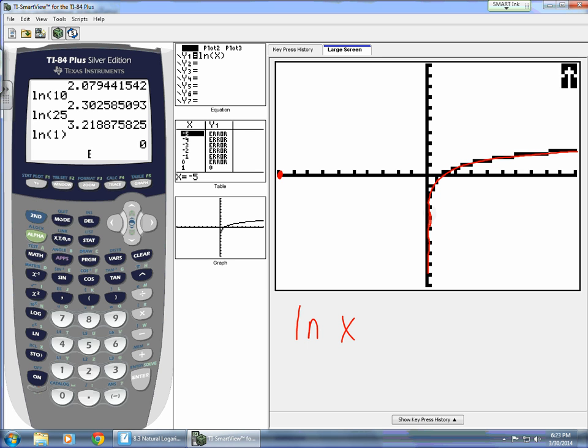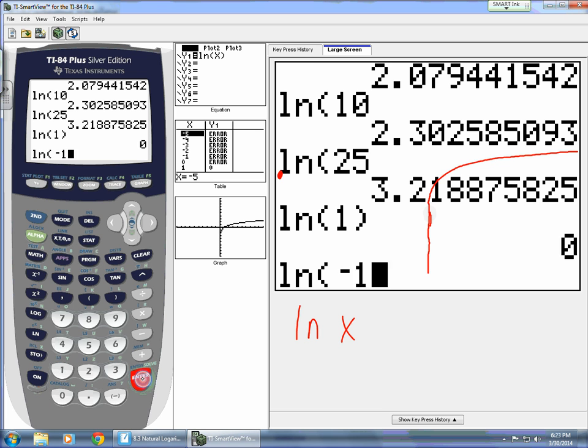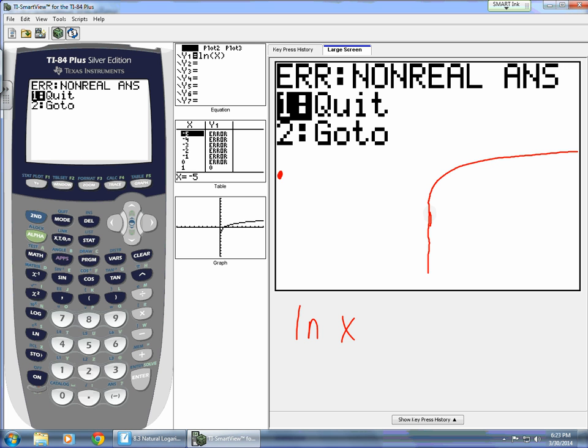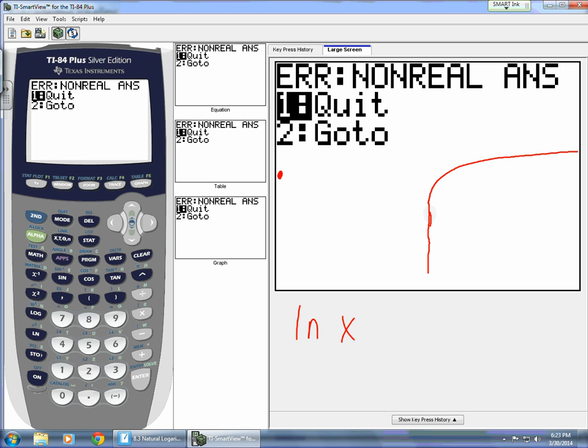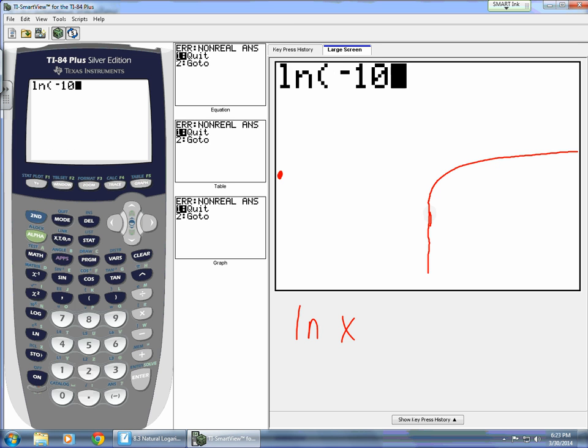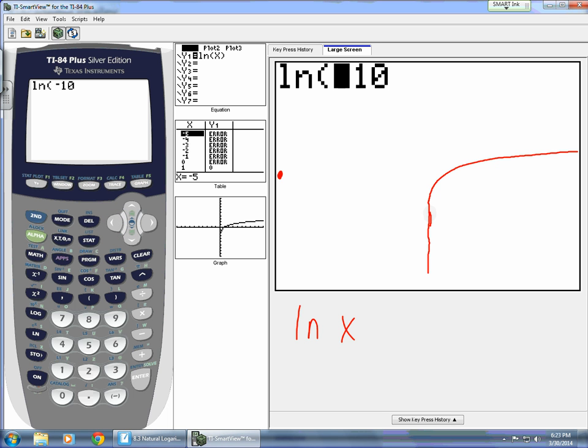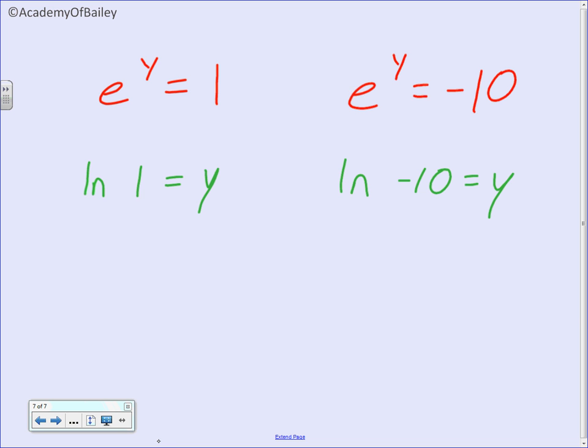And so that's the reason why when you type it into here, it's going to say that there's an error because it's a non-real answer. We'll press number 2 to go to it, and it'll take us to that, and it'll say negative 10. And it's the negative part that makes this a non-real answer. And so natural log of negative 10 will be a non-real answer.